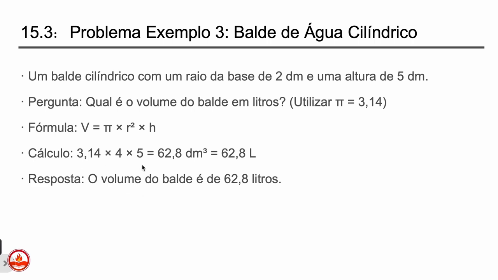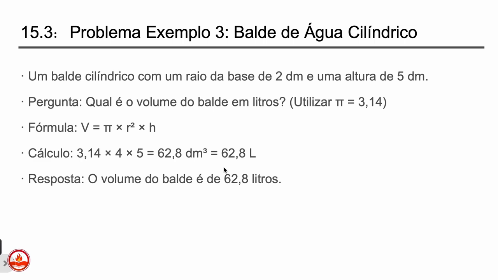So I wrote it down here. 3.14 times 4 times 5, it equals 62.8 cubic centimeter. And 62.8 cubic centimeter equals to 62.8 milliliter. So the answer is the volume in liter of this bucket is 62.8 liters. So we finished this problem.